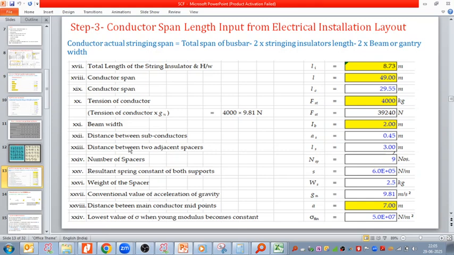Okay, and so far this is clear. Conductor static tension up to beam width is clear, right? Next, since we are using subconductors, between the subconductors we are mentioning here the conductor to conductor spacing.